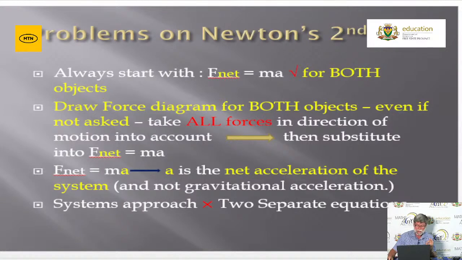It can't be a value for gravitational acceleration. Don't use a system approach. Please, don't eliminate tension. Have two different vector equations for each object and then solve by means of simultaneous equations. Right, I think I'm going to conclude at this stage with Newton's second law.